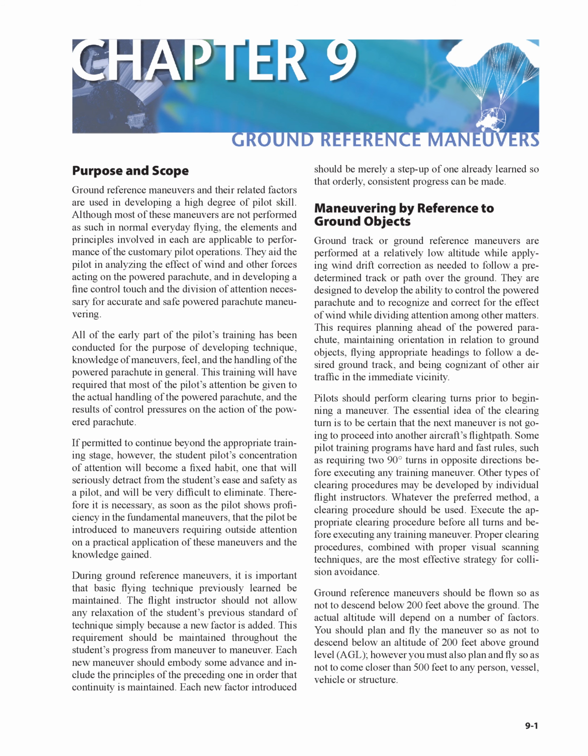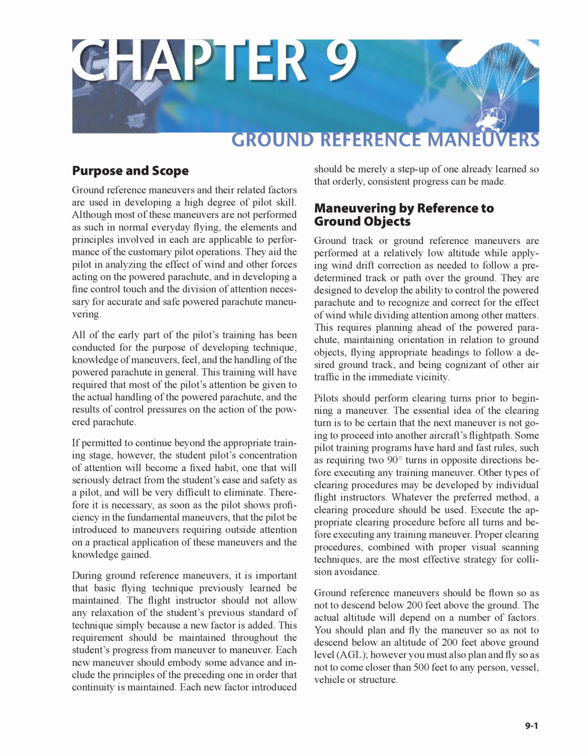Some pilot training programs have hard and fast rules, such as requiring two 90-degree turns in opposite directions before executing any training maneuver. Other types of clearing procedures may be developed by individual flight instructors. Whatever the preferred method, a clearing procedure should be used. Execute the appropriate clearing procedure before all turns and before executing any training maneuver. Proper clearing procedures, combined with proper visual scanning techniques, are the most effective strategy for collision avoidance.